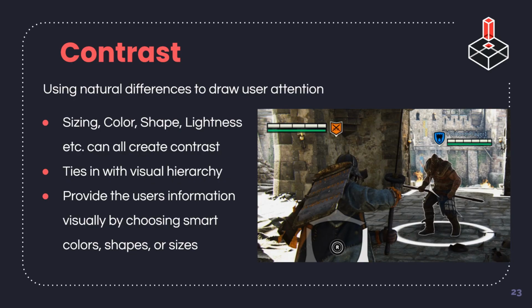Contrast. So you want to use natural differences to draw the user's attention when you're thinking about game UI. You want to think about sizing, color, shape, lighting, and lots of other techniques and art design that can create contrast. It ties in with visual hierarchy, and it provides the user's information visually by having your choice of smart colors, shapes, or sizes. So in this example here, you've got a HUD. The characters on the screen have health bars above them, and they have symbols and icons and their names. Those stand out from the surrounding background so that you're able to actually see what's going on.